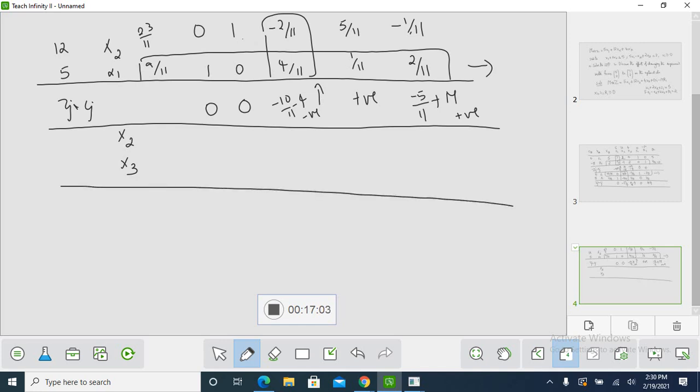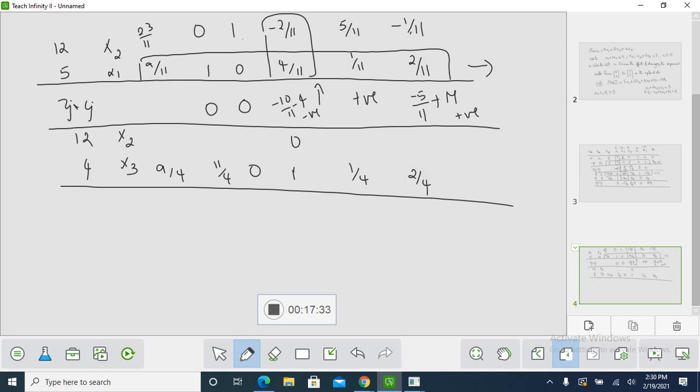Now, what is the cost associated with our x2 and x3? From the table, x2 is I think 12 and x3 is 4. So 12 and 4. Divide the key row by the key element. So I will have 9 by 4. I will have 11 by 4. 0. I will have a 1 here. 0. I will have 1 by 4 and I will have 2 by 4.